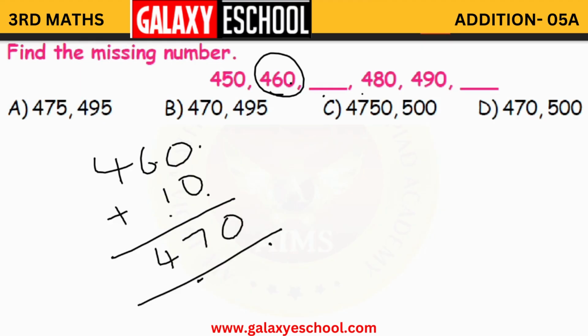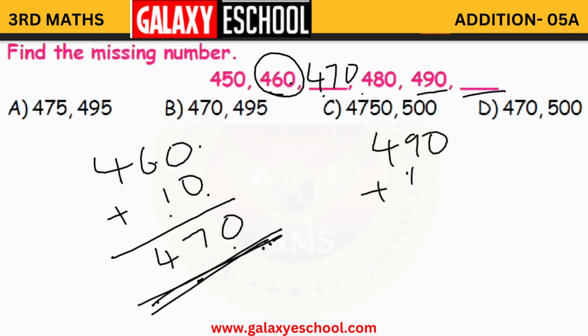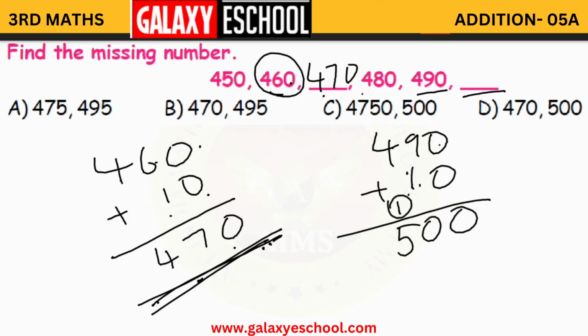Yes, 460 plus 10 is equal to 470. This is our first number. And after 490, what number will we have here? Again, 490 plus 10. 0. 9 plus 1 becomes 10. 1 carried. 4 plus 1 becomes 5. So after 490, the next number will be 500.